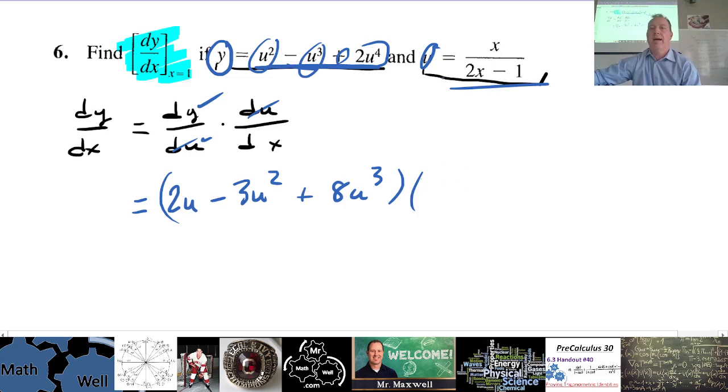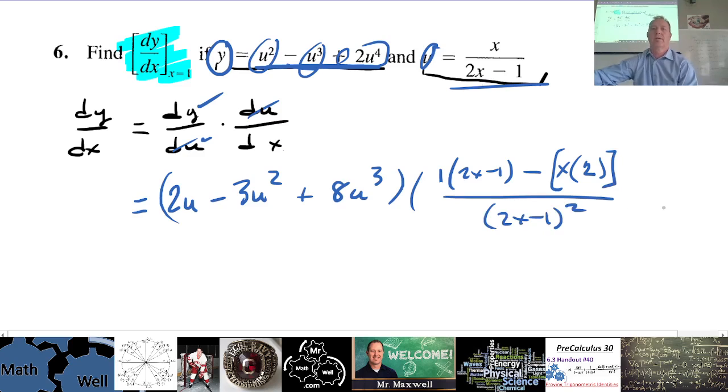So multiply that by, oh, this is a quotient. So we're going to do the derivative of the top with respect to x, which is 1, times the bottom, minus the top times the derivative of the bottom, which is just 2, all over the bottom squared, 2x minus 1 all squared. Okay? Now, do I need to simplify this? Not really, but what I need to do is find this evaluated at x equals 1.